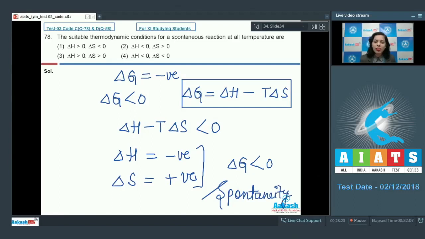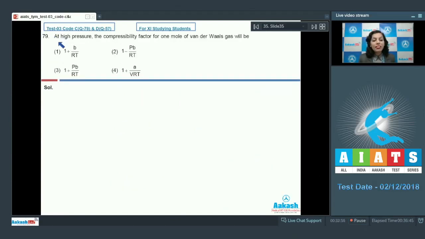And that's why we can easily choose option 2 as the correct option. And after this, it's a turn for question number 79. Question number 79. At high pressure, the compressibility factor for 1 mole of van der Waals gas will be. It means just observe clearly that we're talking about van der Waals gas. It's 1 mole you have and pressure is high and you need to find out the compressibility factor.